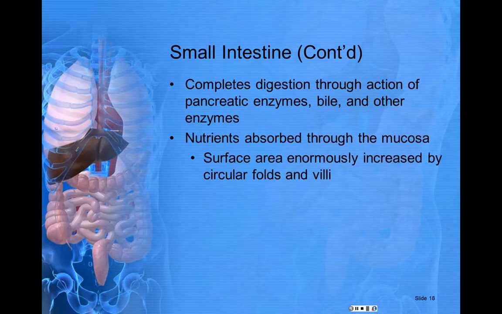The small intestine completes digestion through action of pancreatic enzymes, bile, and other enzymes, and the nutrients are absorbed through the mucosa. The surface area is increased in the small intestine by circular folds and villi.